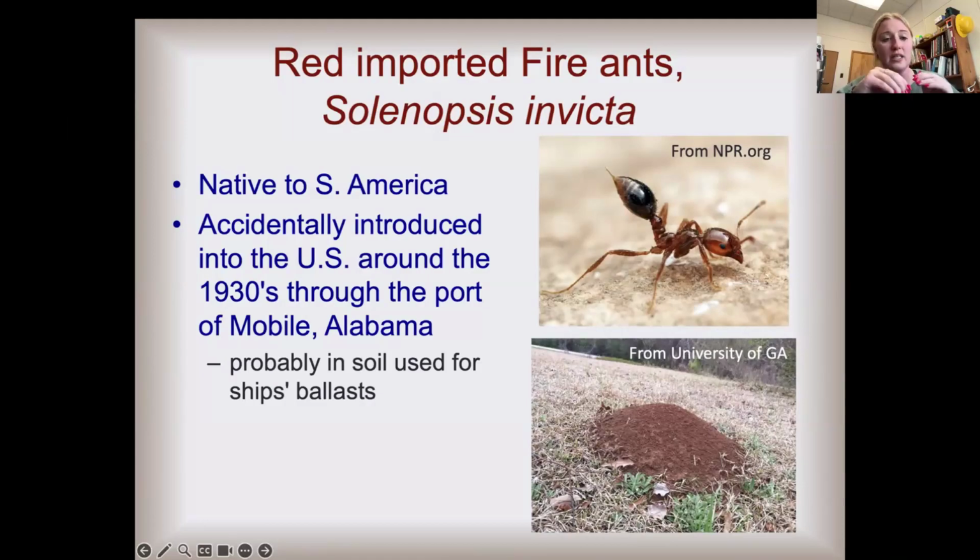They sting, and they inject this alkaloid venom into the victim, and humans and other animals are susceptible to this venom. So I know some people that I work with are actually allergic to the fire ants, so they'll break out in hives after they get stung.